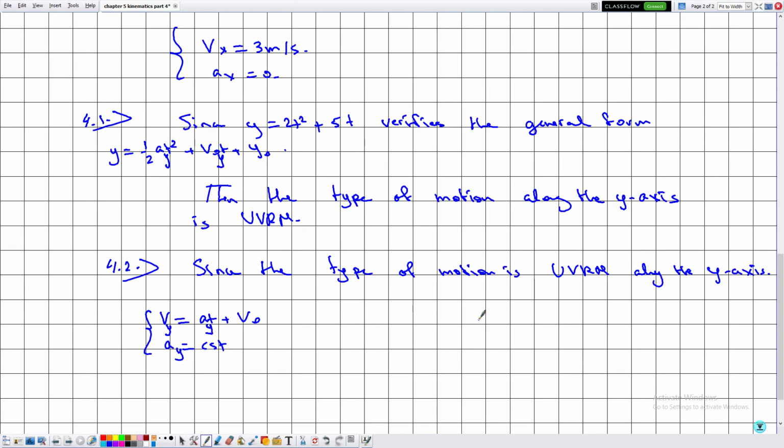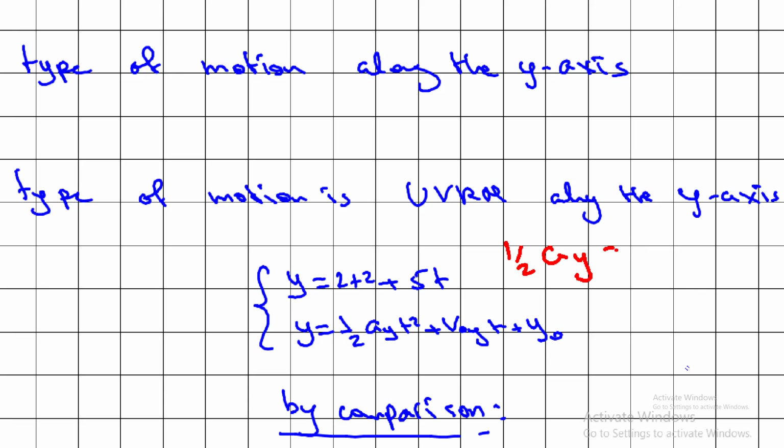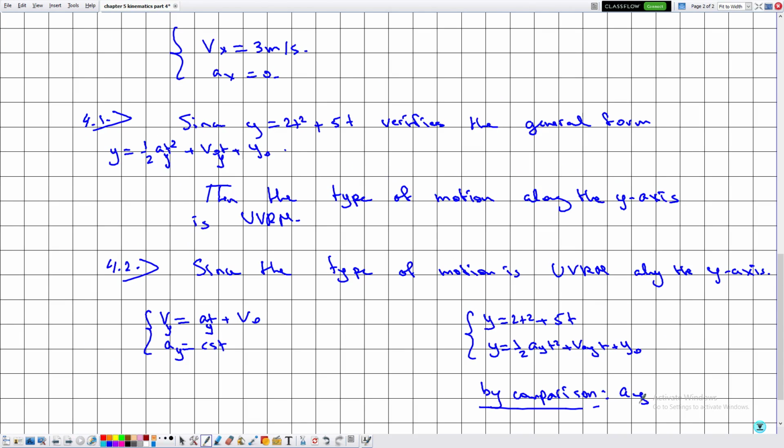Now because we have that y is equal to 2t squared plus 5t and the general form is given by half a y t squared plus v0y t plus y0, then by comparison, if half ay is equal to 2, then ay is equal to 4 meters per second squared. As for the velocity along the y-axis, v0y is given by 5 meters per second.